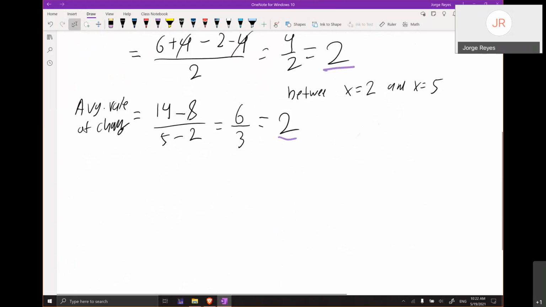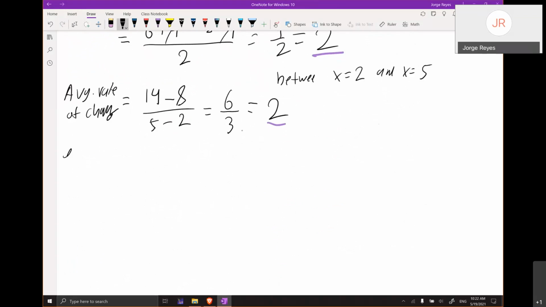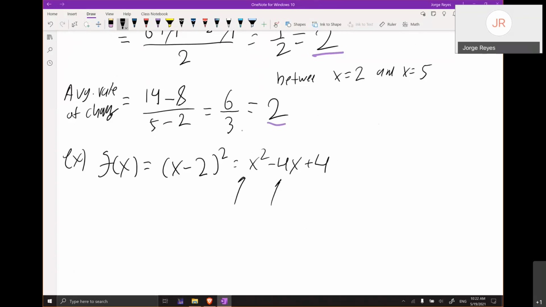Now, let's move on to more interesting examples. If I have a function, x minus 2 squared, obviously I could FOIL this if I really wanted to. I would advise probably not foiling it, though. But as you can see, where's the slope? There is no slope, at least not the way we know it. So here we actually have to use the formula. I'm going to do this between x equals 1 and 3 again.